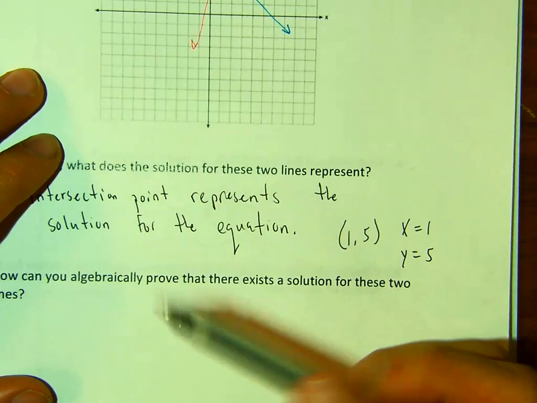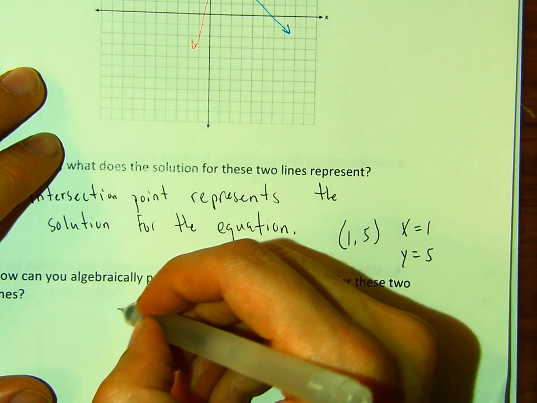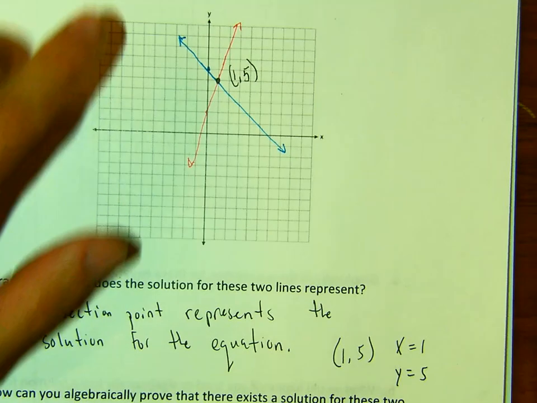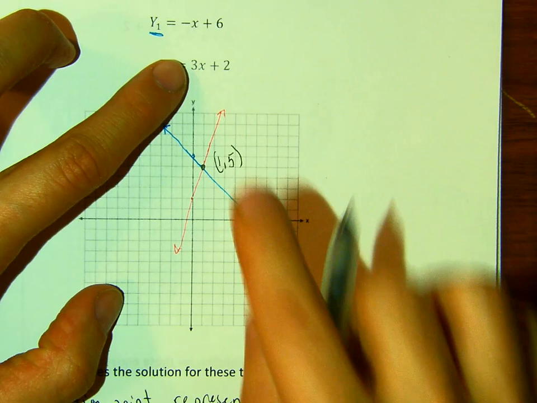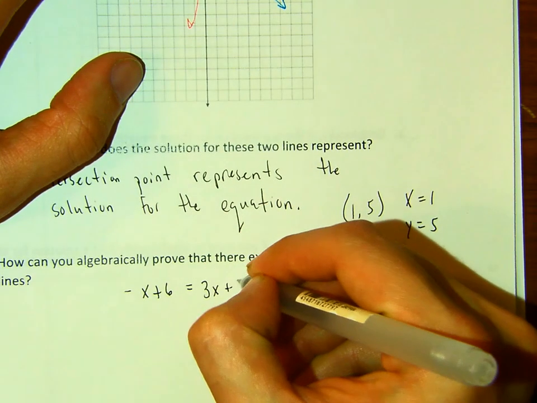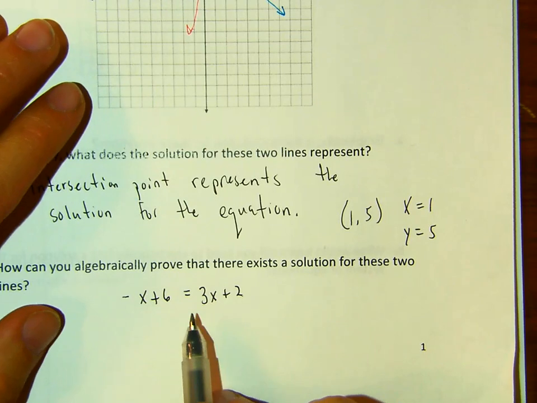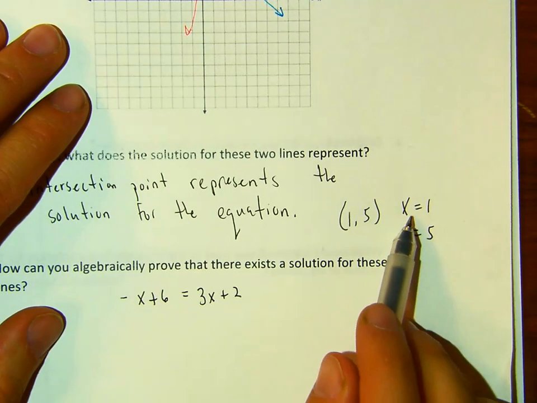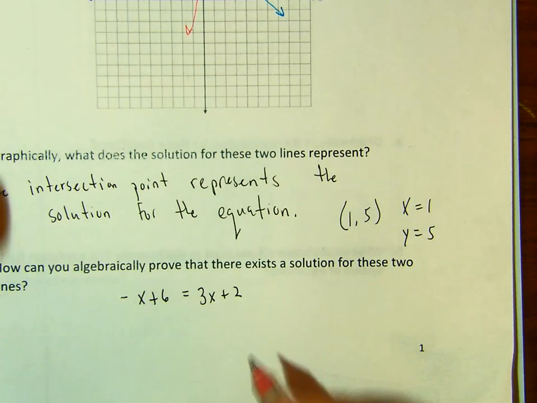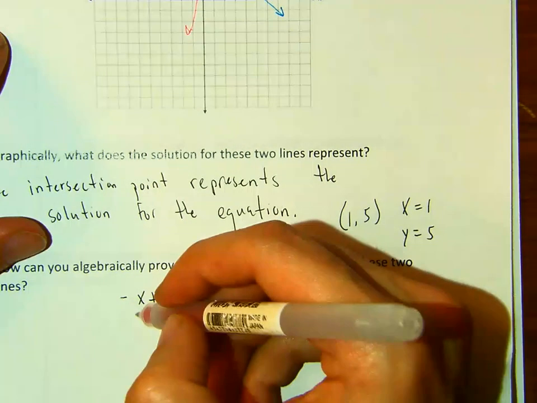The idea is you want to take negative x plus 6, that's one of the graphs, and the other one is 3x plus 2. Let's make them equal to each other. This will help us find the solution for 1, 5. So how do you get x by itself? Pause the video and try and solve it by yourself. How do you get x by itself? Well, what's the first move?